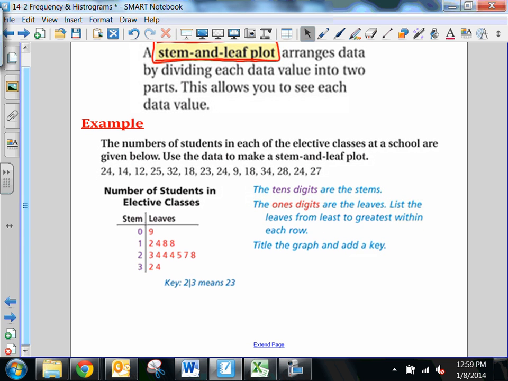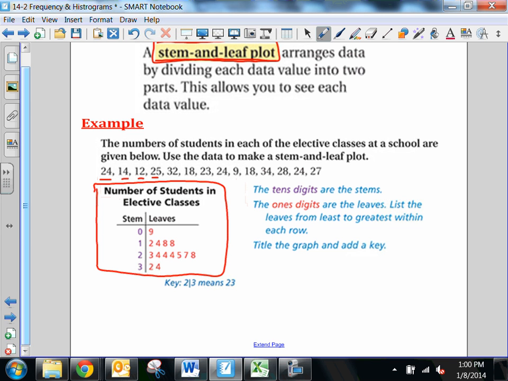Okay? So on this stem and leaf plot, you see the values listed for the number of students in each of the elective classes at a school. And it's 24, 14, 12, 25, so on and so forth. And we've made it into a stem and leaf plot, which is right here. This is the stem and leaf plot.